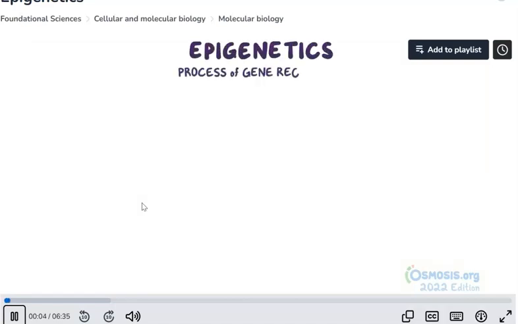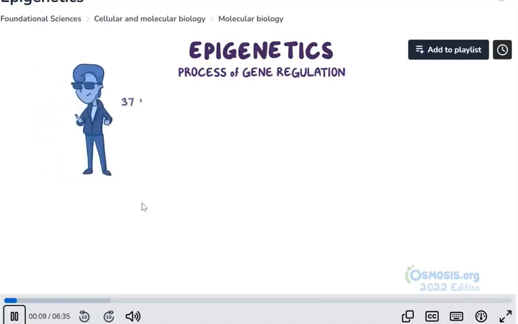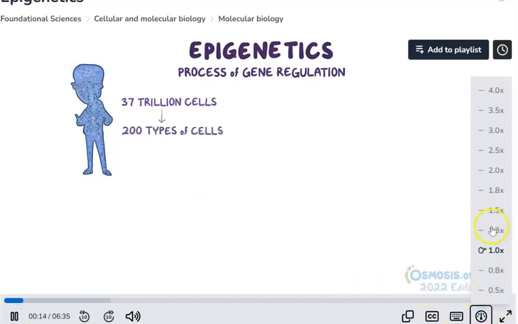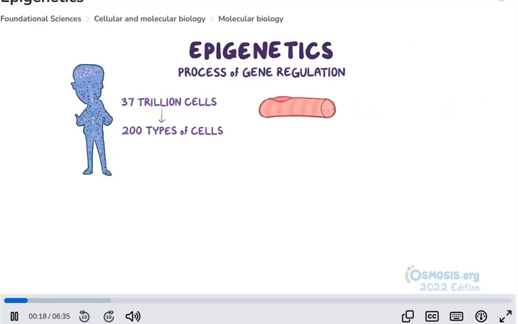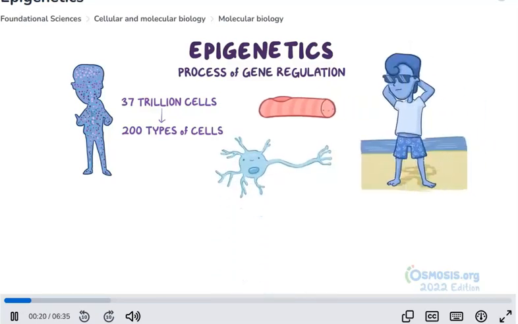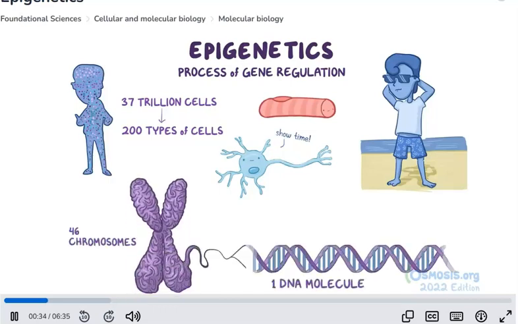Epigenetics is a process of gene regulation, or turning genes on and off. Think about it. You have about 37 trillion cells, and over 200 different types of cells in your body. For example, there are muscle cells for looking great on the beach, as well as neurons that tell your muscles to flex when it's time to show off. And both muscle cells and neurons have the same origin and genetic material, meaning 46 chromosomes, with each chromosome made up of a single DNA molecule. Along that chromosome are sequences of DNA that code for genes, with thousands of genes on each one. It makes sense that there would have to be a process to control all of those genes.